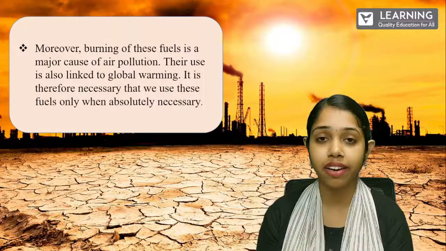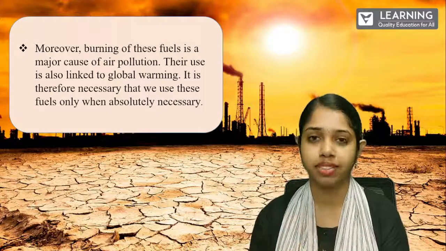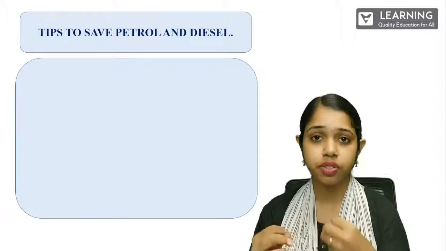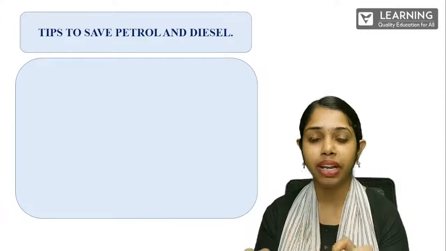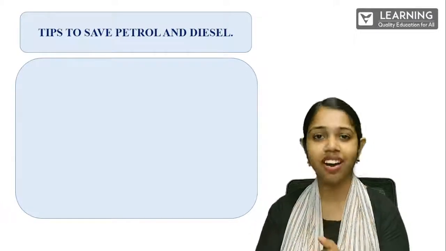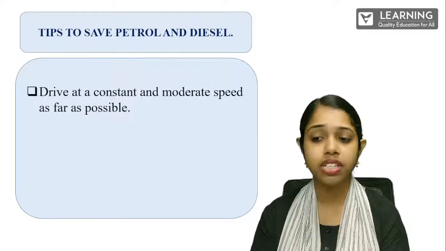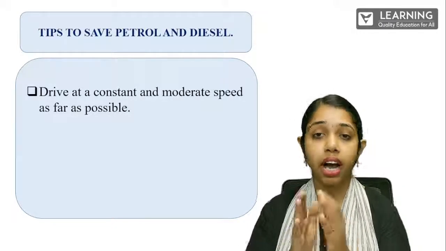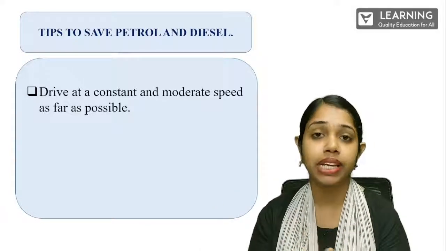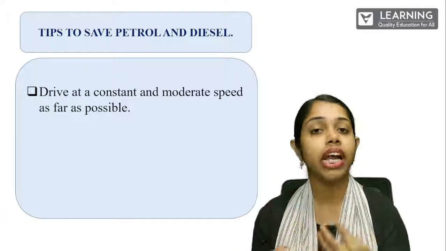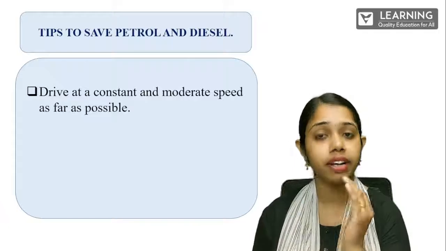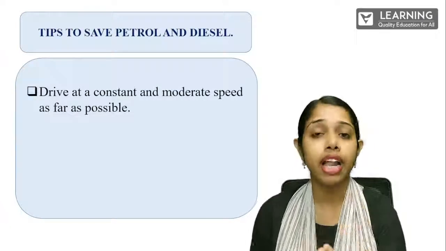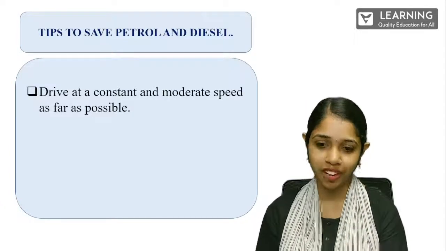Yes. So now that we were talking about how we have to save the fuel and also save our environment, how can we do this? Let us try to understand the tips to save petrol, diesel and many other fuels which we all are using. So the first one could be: drive at a constant and moderate speed as far as possible. Whenever we are driving, let us make sure we drive at a moderate and constant speed so that it will also help us to save the fuel.